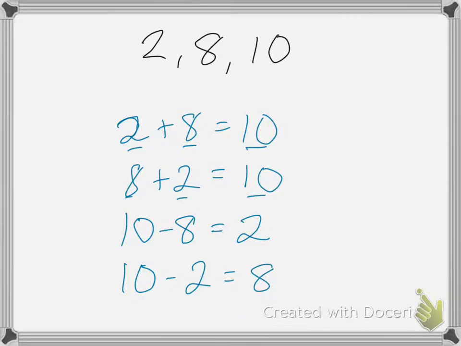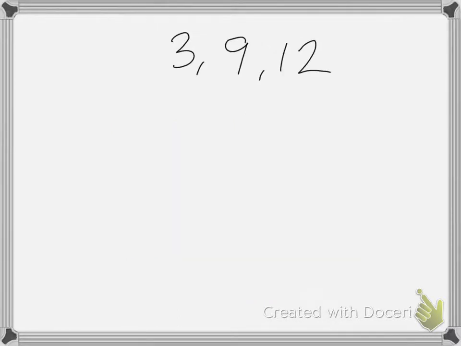Okay, so an addition and subtraction fact family that uses 3 different numbers will always have 2 addition facts and 2 subtraction facts. So let's do 3, 9, and 12. What would be the addition fact families for these numbers? How many will I have? I should have 2 addition fact families. And how many subtraction fact families will I have? I should have 2. So let's find those families.